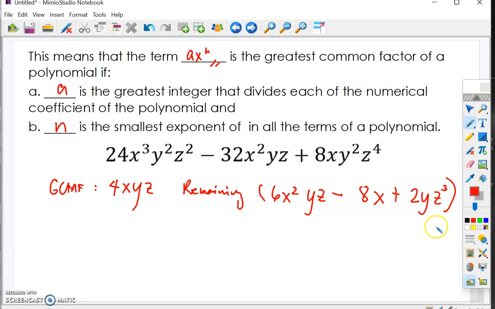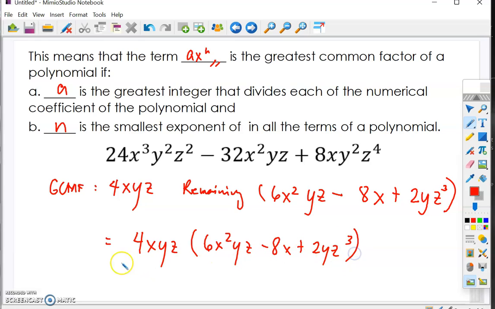That's the remaining factor. Therefore, the factors of 24x cubed y squared z squared minus 32x squared yz plus 8xy squared z to the fourth are 4xyz as the GCMF, and the remaining factor of 6x squared yz minus 8x plus 2yz cubed. This is how we write it in factored form with the GCMF and the remaining factors.